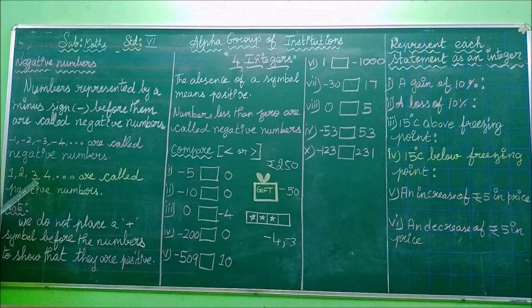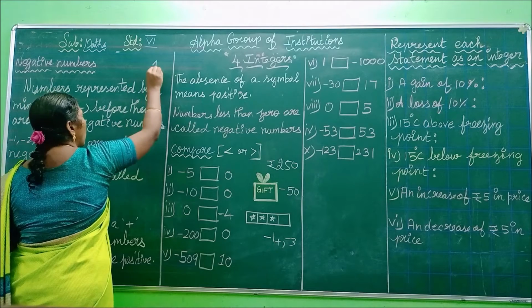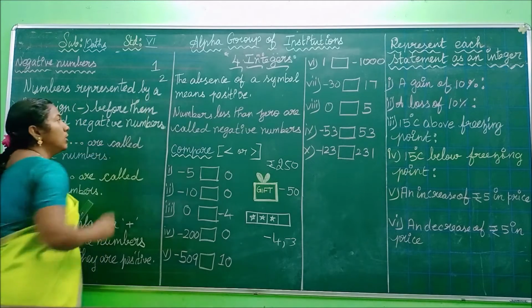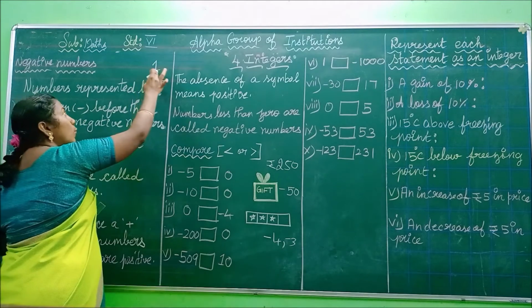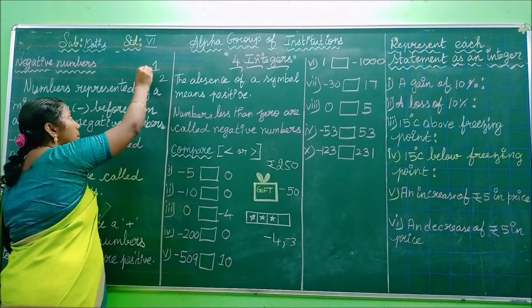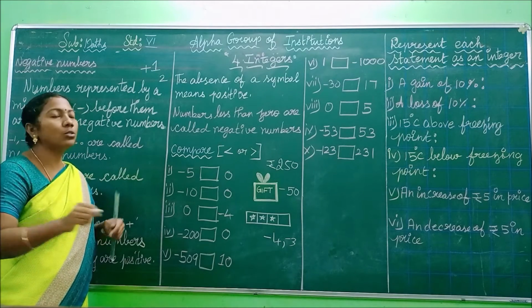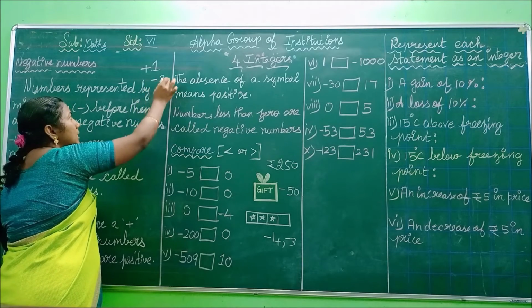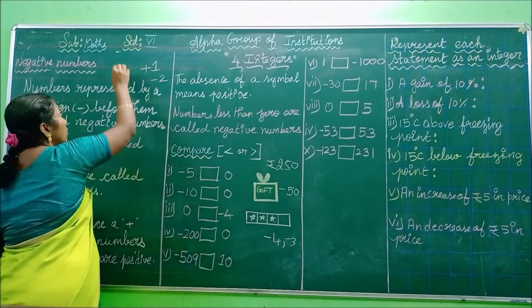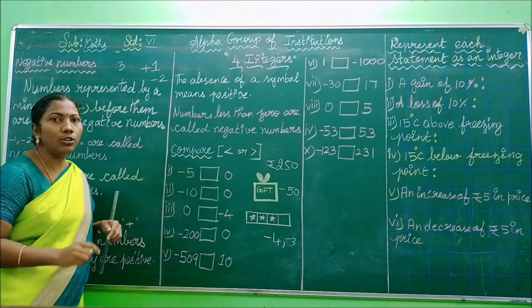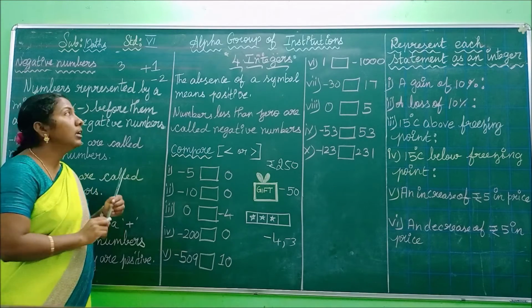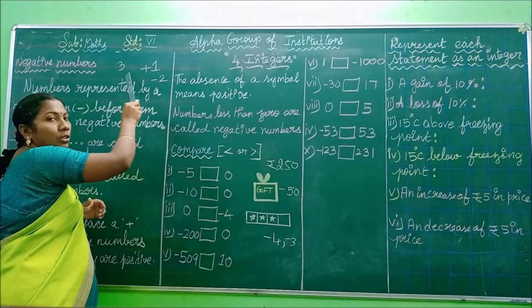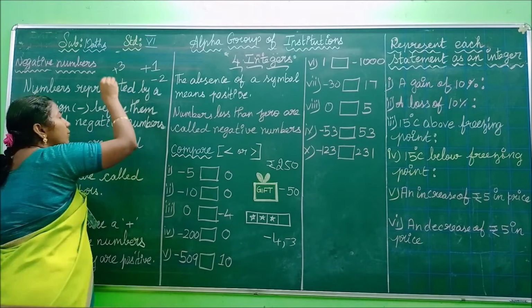Then what are positive numbers? The numbers with a positive sign. Suppose you are writing the number like this, 1, 2, then you have to think that before that number you have the symbol plus. Suppose if you write minus, this is a negative number. Suppose if you write 3, this is a positive number. You should understand that there is a symbol plus in front of this number.